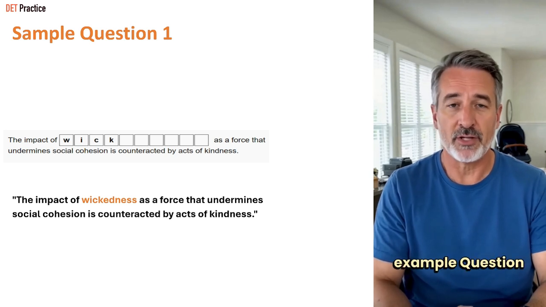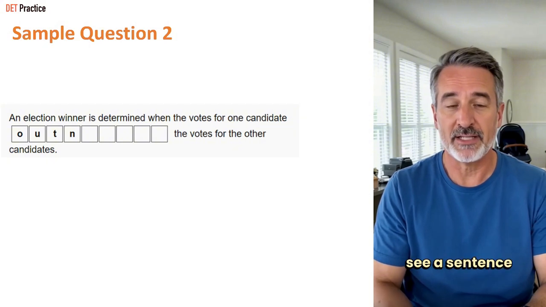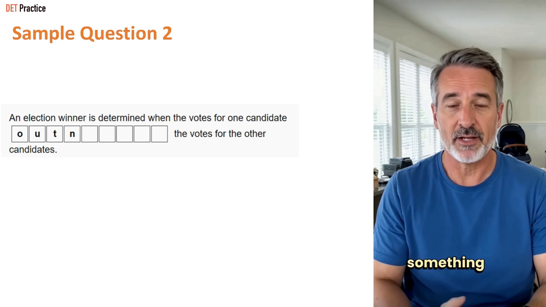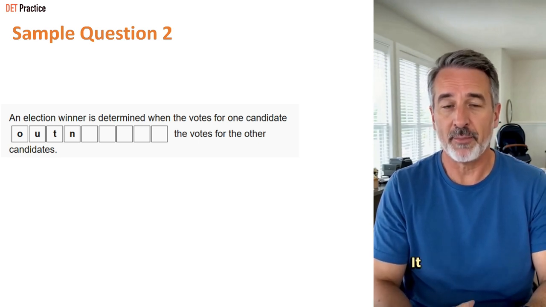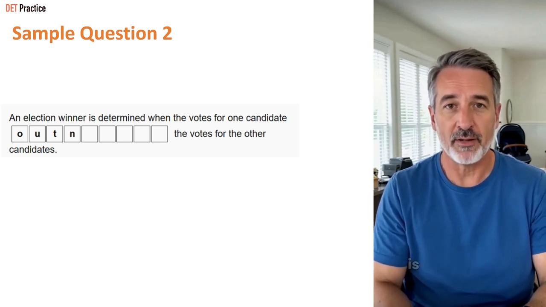Let's look at example question 2, which focuses on keywords. Here, you might see a sentence like, an election winner is determined when the votes for one candidate something the votes for the other candidates. It means that when one candidate's votes do something to the votes of other candidates, the election winner is determined.